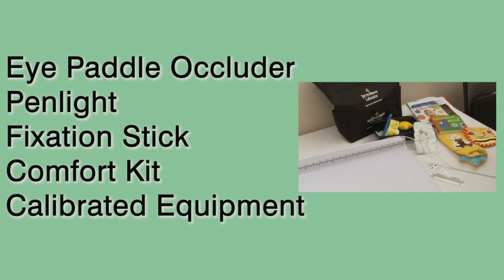These may include an eye paddle occluder, pen light, fixation stick, or a sticker placed at the end of a tongue depressor. Brightly colored objects such as those located in the comfort kits. Lastly, the recommended calibrated equipment for measuring the baby.